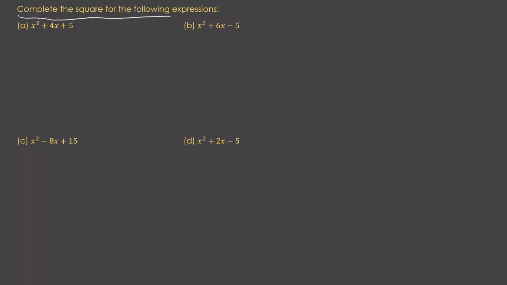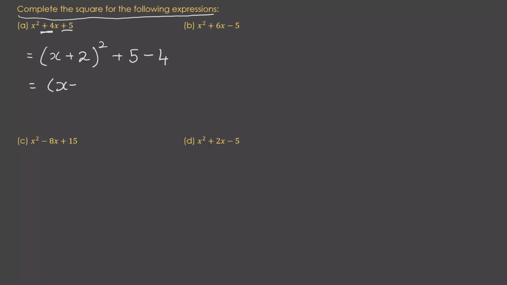Complete the square for the following expressions. So we've got x squared plus 4x plus 5. So following what we did in the intro, I need a square bracket with an x in here. And then the plus 5 I copy to the end. Then we take half of the coefficient of x. So half of positive 4 is positive 2. We then square that 2, giving us 4, and subtract it from the end.